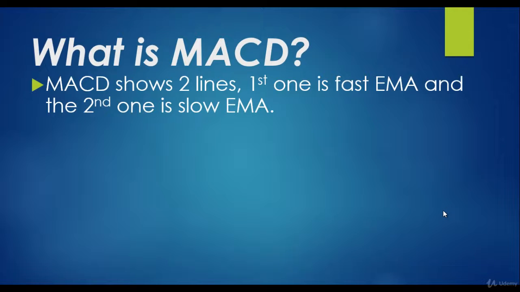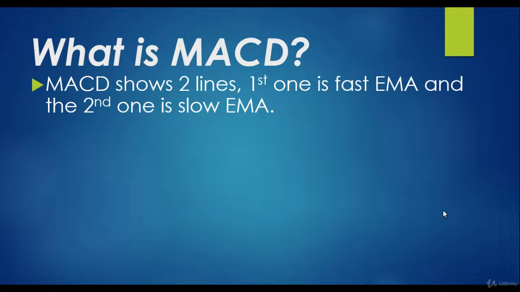MACD shows two lines. First one is the fast EMA, exponential moving average. And the second one is the slow exponential moving average. Now, what is an exponential moving average? The difference between a normal moving average and an exponential moving average is that a normal moving average treats all days as equal, but an exponential moving average gives more weightage to the last few days rather than the first few days. So there is more weightage given to the last days.